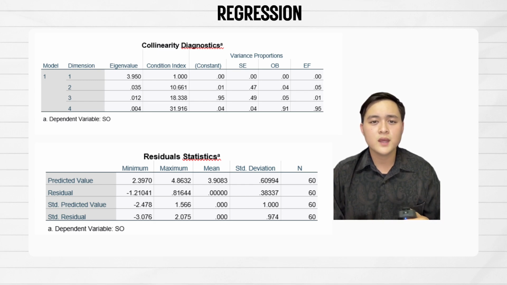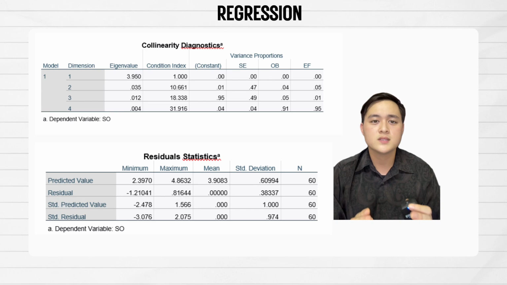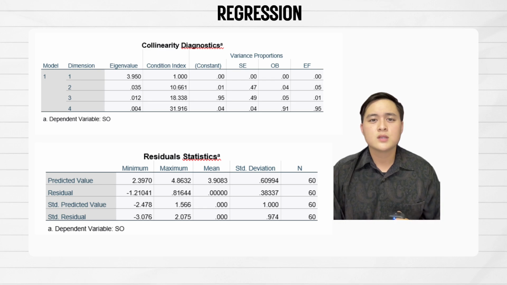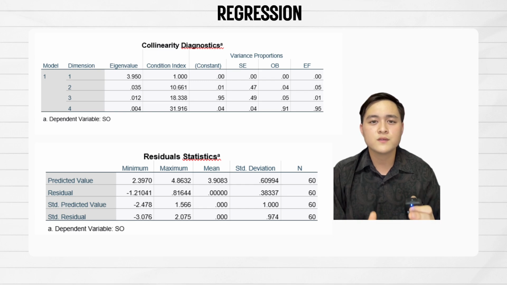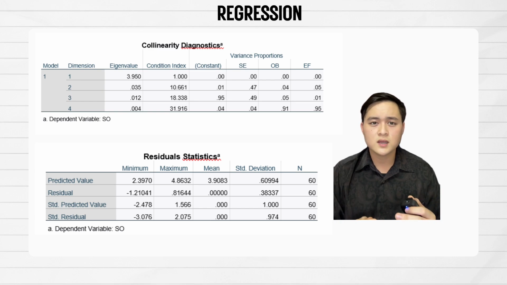The residual statistics confirm the model accuracy, and predicted SO values range from 2.397 to 4.863 with a mean of 3.908, closely matching the observed mean. Residuals range from negative 1.210 to 0.816 with a mean of 0.000, indicating no bias in the prediction. The residual standard deviation is 0.383, and the standardized residuals fall within acceptable limits, from negative 3.076 to 2.075, with no extreme outliers. This result suggests a good model fit with residuals symmetrically distributed around 0.